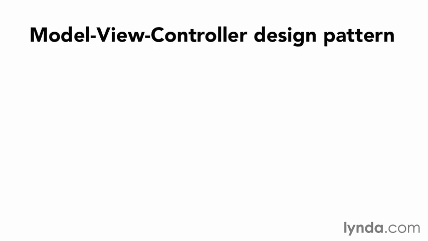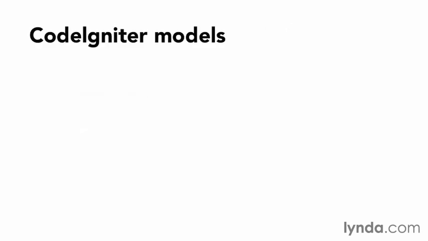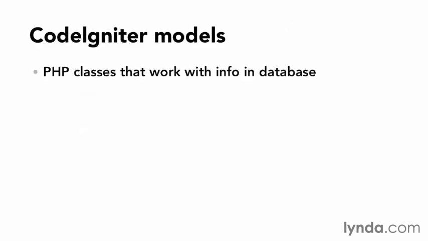In the previous chapter, I discussed how CodeIgniter loosely implements the model view controller pattern, then demonstrated both a view and a controller. The final component, the model, traditionally contains application data, logic and business rules, and functions. CodeIgniter defines models as PHP classes that work with information in a database, which is pretty vague.